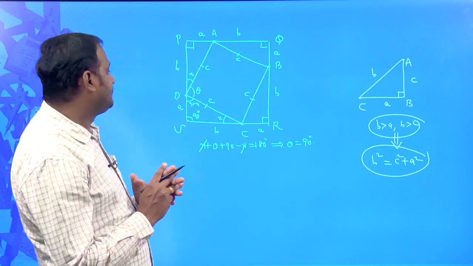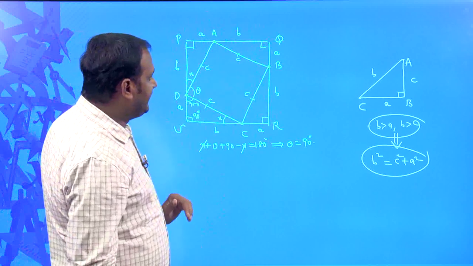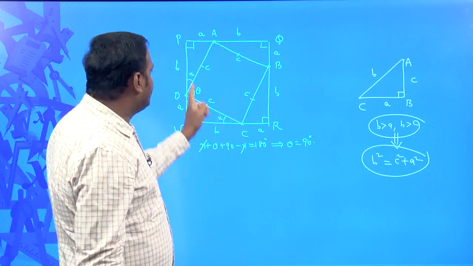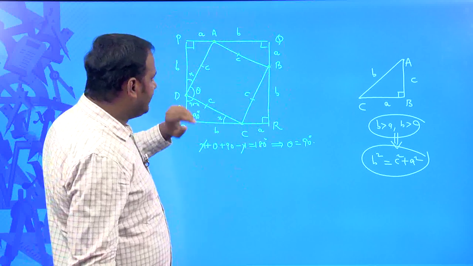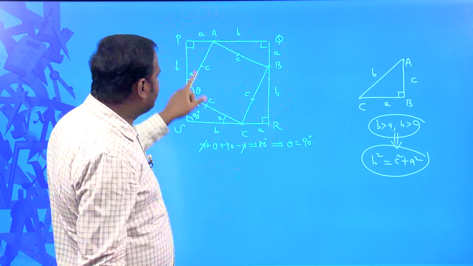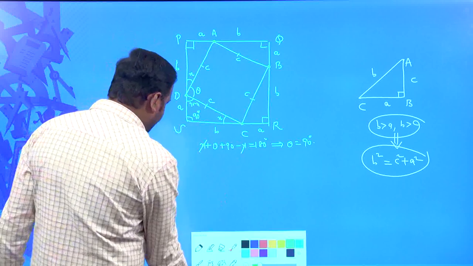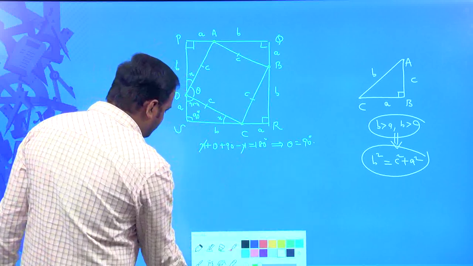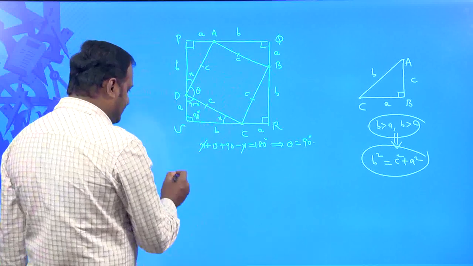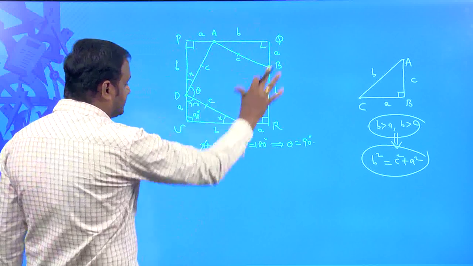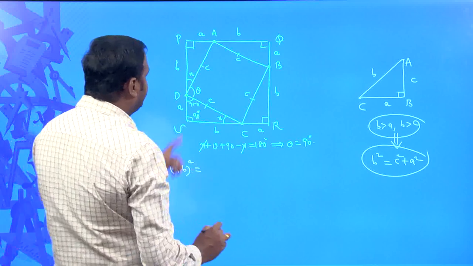Now, what I want to do here is, see this PQRS square is divided into 1, 2, 3, 4, 5 parts. So the area of PQRS is equal to the area of ABCD plus the area of 4 triangles. Do you agree with me? That is the strategy that I am going to apply here. What is the area of PQRS? That is side squared, because this is a square. So side squared is (a plus b) whole squared, which is equal to the area of 4 triangles plus this area.